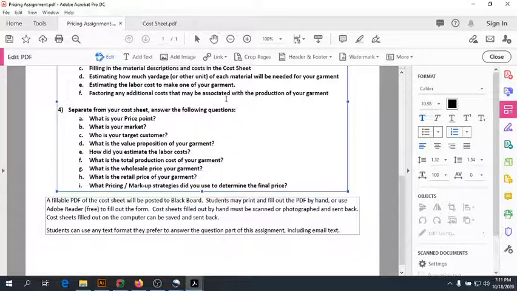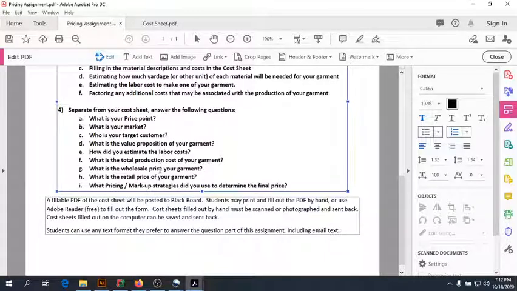answer the following questions. 1, what price point are you working for? 2, what is your market? 3, who is your target customer? 4, what is the value proposition of your garment? 5, how did you estimate your labor costs? 6, I forgot, I switched from numbers to letters. Anyway, what is the total production cost of your garment? What is the wholesale price of your garment? What is the retail price of your garment?